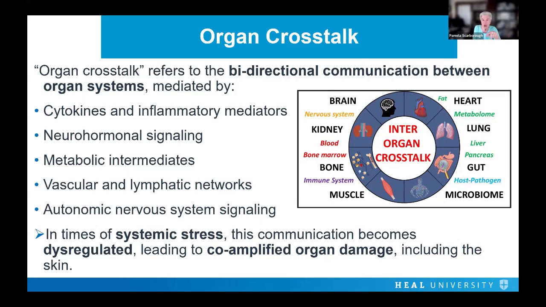And I took this out of the talk. The lymphatic network is part of your vascular network, but I took it out of a resource, and so I just left it like that. Your autonomic nervous system signaling is changing things and affects how the skin behaves. So in times of systemic stress, this communication becomes dysregulated, leading to co-amplified organ damage, including the skin.